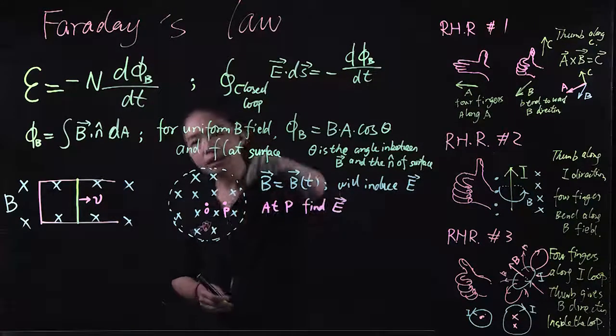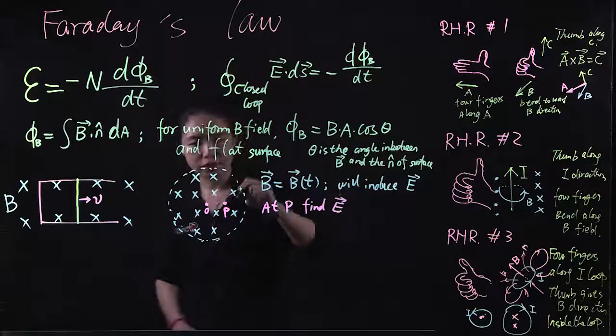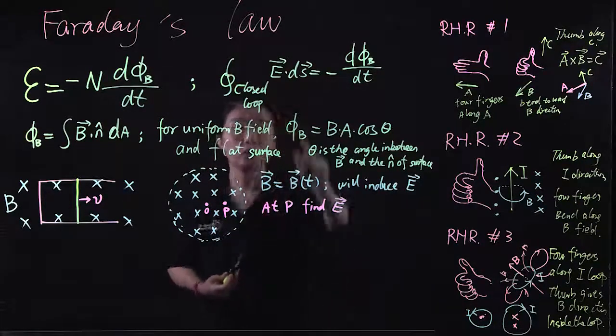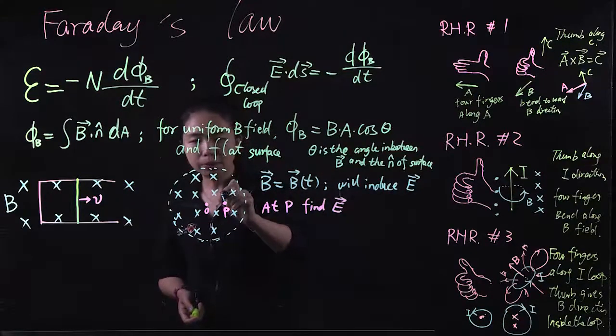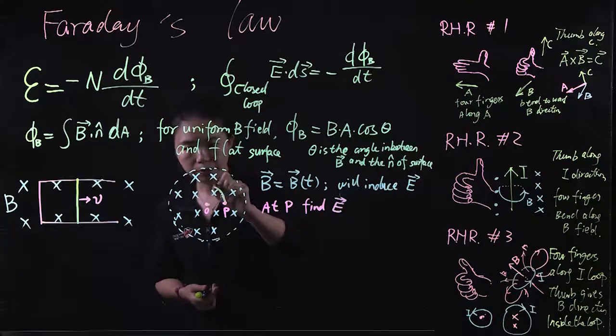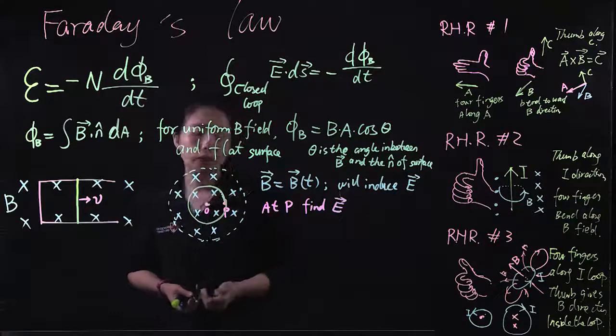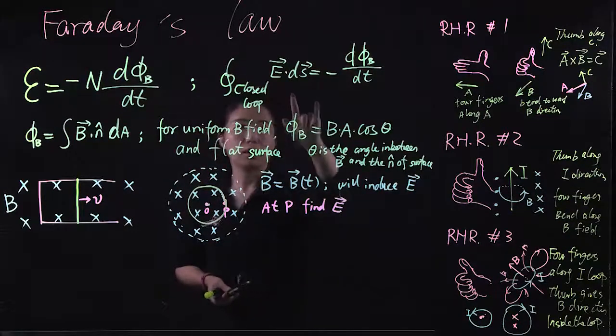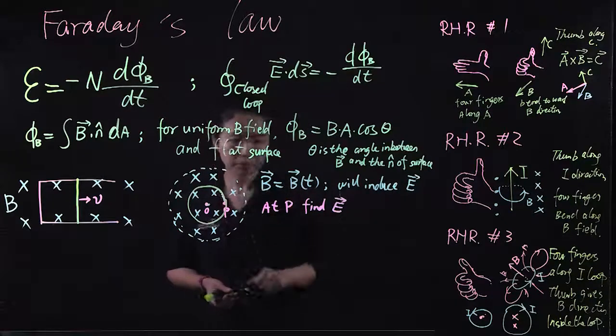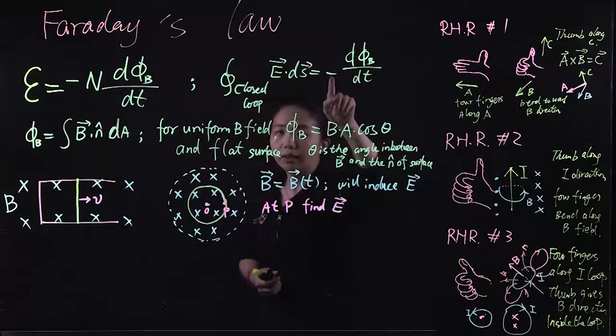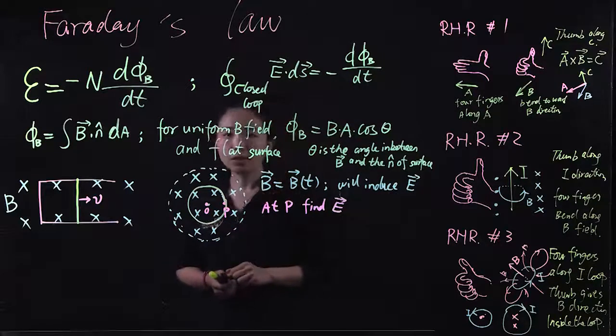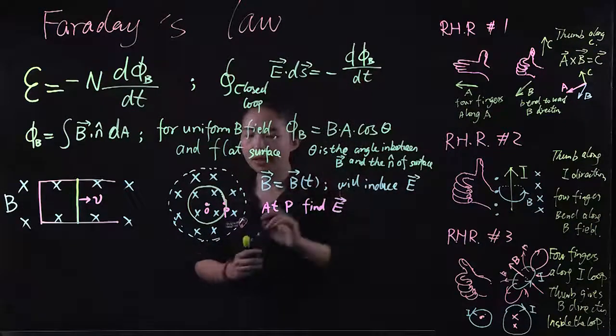Because this region is circularly symmetric, we can imagine choosing a circular loop for Faraday's law. This circular loop has a radius r equal to the distance from the center to location P. And this is your loop. Along this loop, we can figure out the E field. Also notice this negative sign. The negative sign says that the induced E field or induced EMF always tries to go against the change. It does not like change.